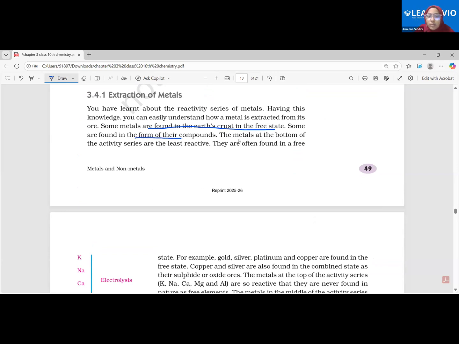Some are found in the form of their compounds. Compounds are nothing but the ores, right? In the form of compounds, they are bonded to something. That is why they are forming a compound. The metals at the bottom of the activity series are the least reactive. They are often found in a free state. Yes, bache?